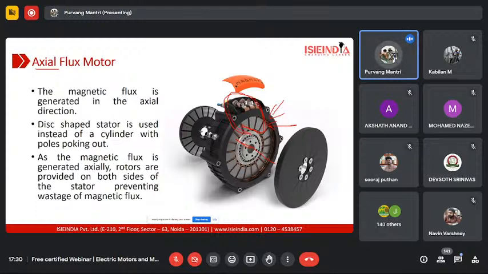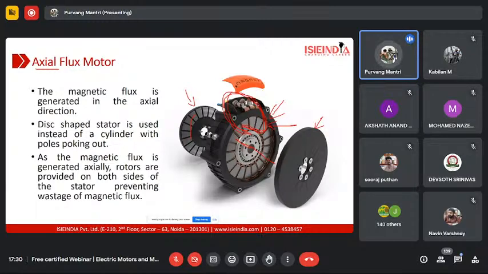Because of this, we can use disc-shaped stators and rotors. So this is the rotor. Magnets are mounted on the rotor surface. These are the magnets. And similarly, this is another stator. Now, as the magnetic field is going to be generated axially, it is going to spread on both sides of the stator. We don't want one side of the magnetic field to be wasted, and that's why we can use two rotors, one on each side.